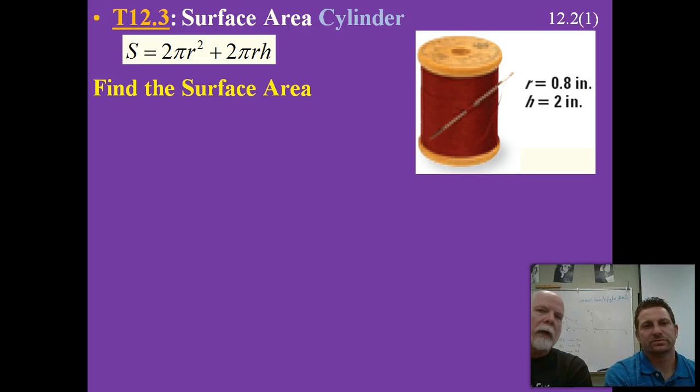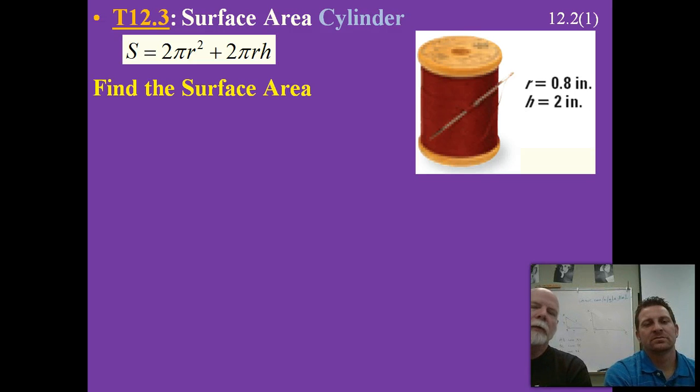The base on top is a circle, and so the area of that is pi r squared. But the bottom is the same thing, so there are 2 of those. That's why there's 2 times pi r squared. Pi r squared is the area of one of them, and you just double it.